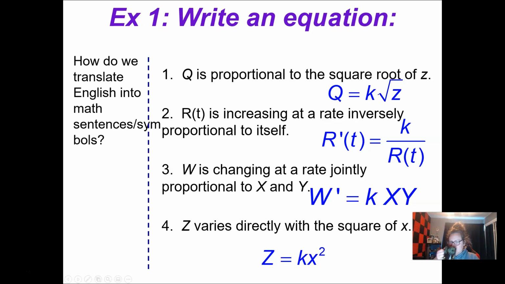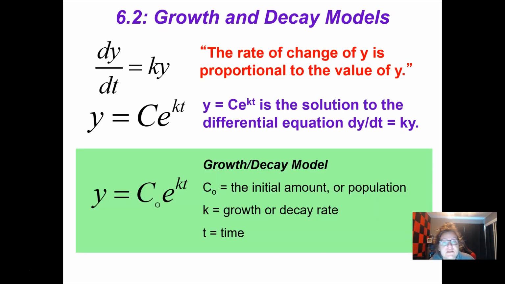Okay, so those are taking those words and writing equations for them. Okay, so check this out. That y equals ce to the kt. That is your growth and decay model for exponential growth and decay, which you guys have done prior to this class. And I believe we actually did some of this in the beginning of the year also. So you've done it before my class and after, and during.